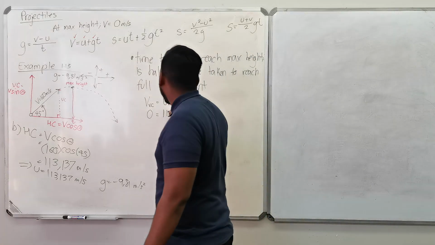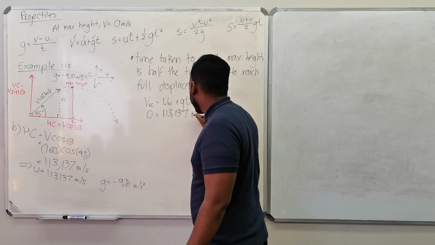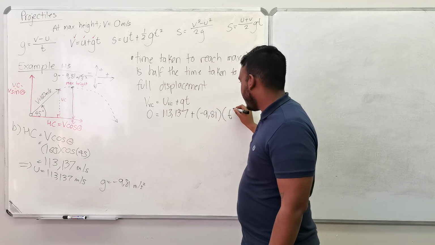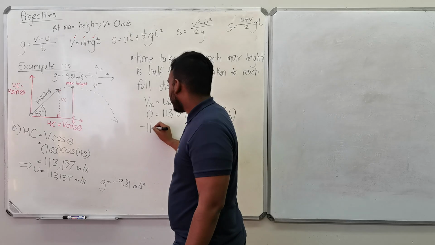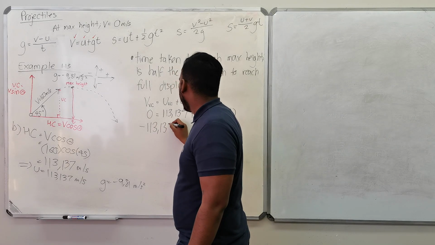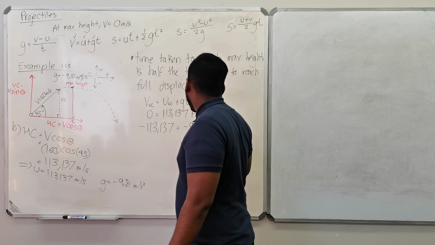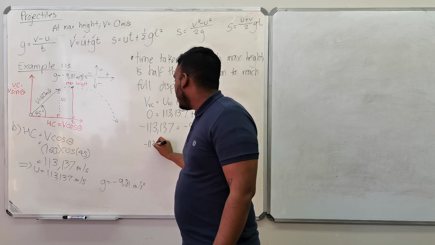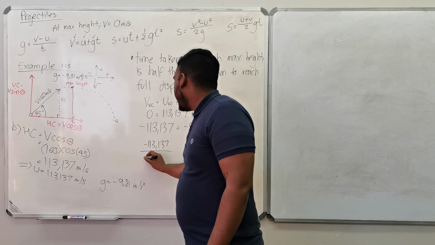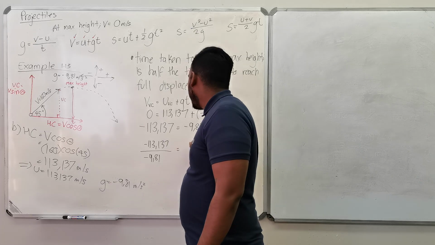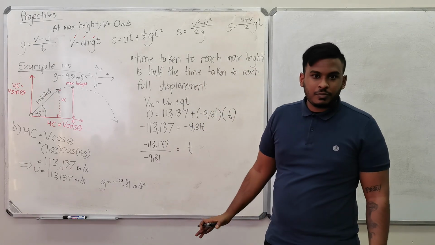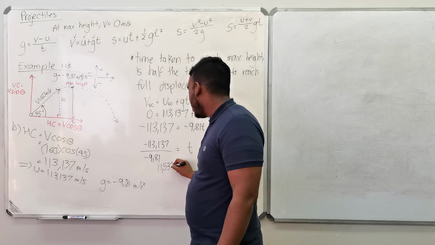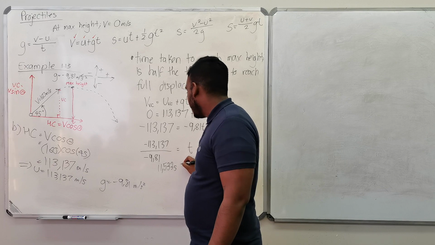So this is 113.137 plus minus 9.81 times 10. You take it across: minus 113.137 equal to minus 9.81 times 10. You're going to divide this: 113.137 divided by minus 9.81 will give you your time. 11.533 seconds is equal to time.